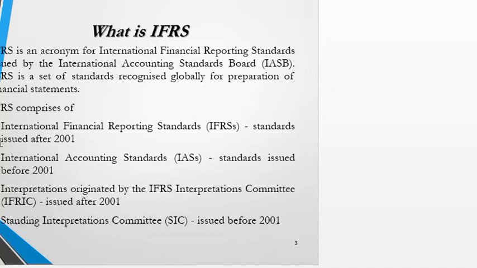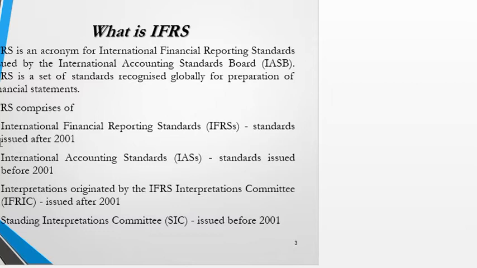Kindly know that IFRS is grouped into 4 categories. The first one is International Financial Reporting Standard. These are standards issued after 2001. The second one is interpretation originated by the IFRS Interpretation Committee called IFRIC, issued after 2001. Kindly note that the first 2 are standards issued by the IASB. Now, the remaining 2 are International Accounting Standard issued before 2001 and Standing Interpretation Committee issued before 2001.